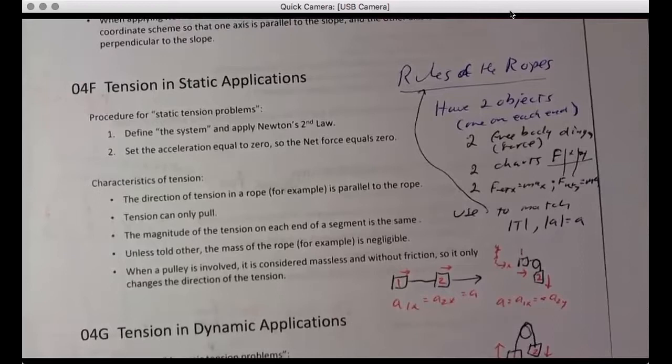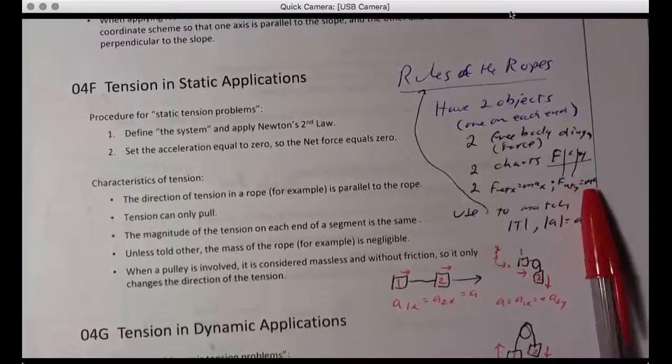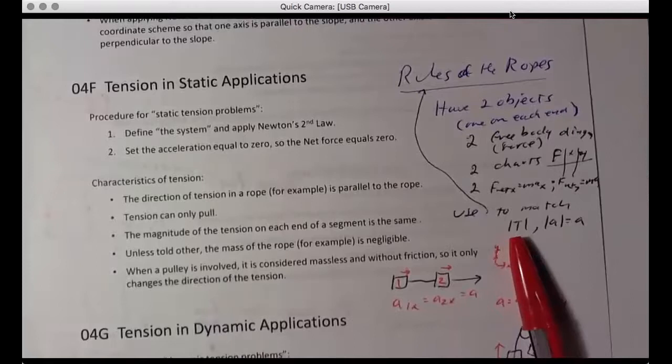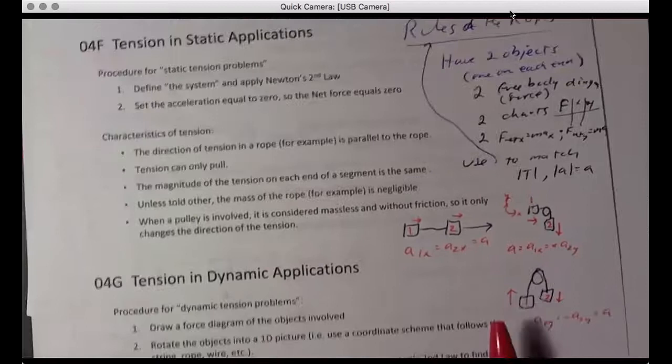And these things work whether it's static or dynamic. In fact, if it's static, just set all the a's equal to zero. It's easy. If it's dynamic, okay, now you really have to do this. You're going to have to take the two equations, put in the tension, and solve two equations in two unknowns. That's what you're going to end up doing if you have two objects and it's dynamic. If you have two objects and it's static, well, a is zero everywhere, so that's easier.